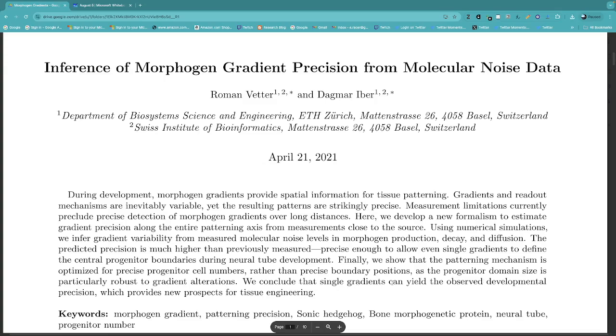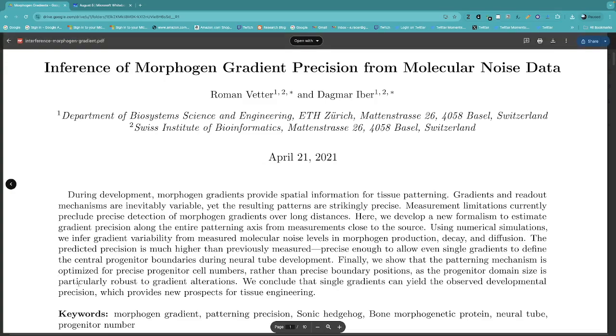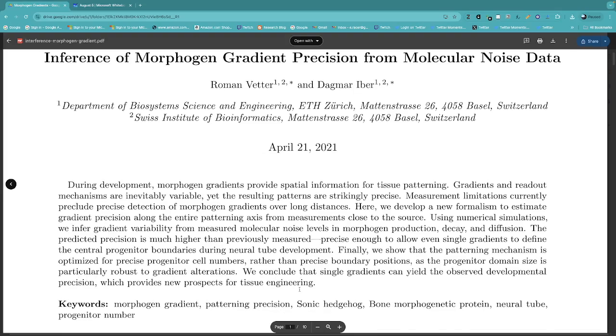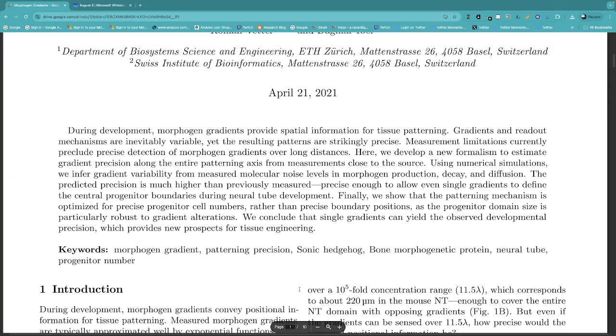We conclude that single gradients can yield the observed developmental precision, which provides new prospects for tissue engineering. So in applying this to tissue engineering, we need to have a model that's flexible because our systems are going to be variable depending on the size of your tissue. If you're engineering tissues, they're going to be of shapes and sizes maybe not seen in nature. And so that's something that we need to have for these gradients.